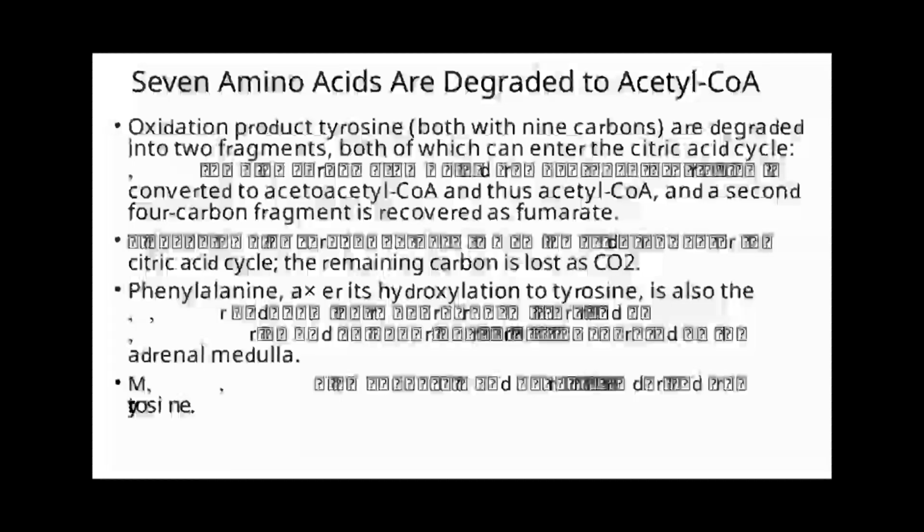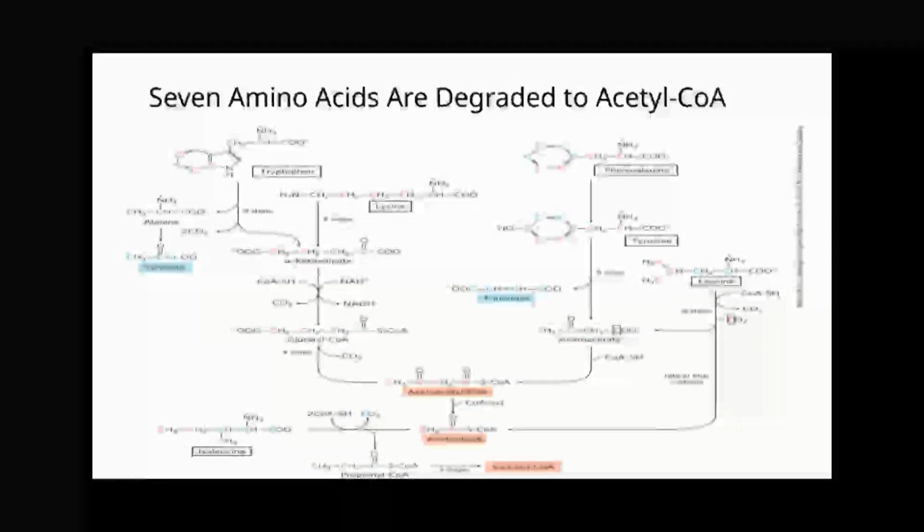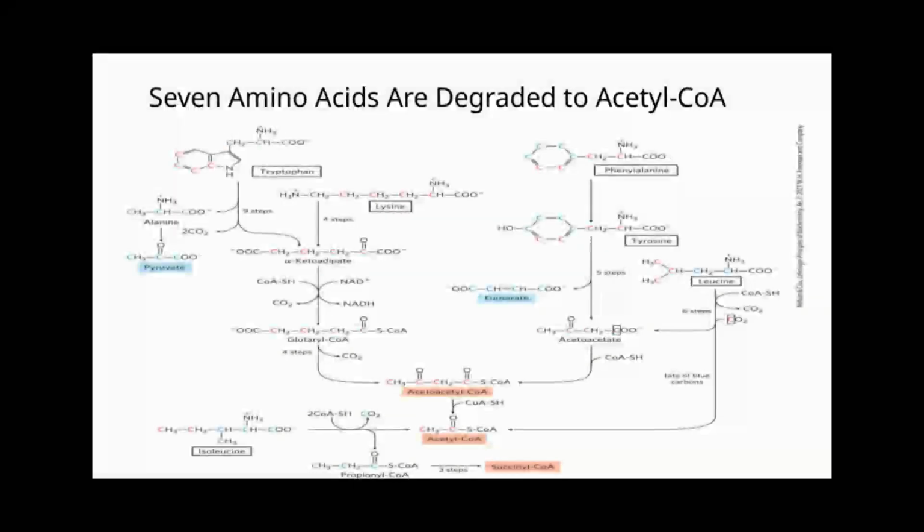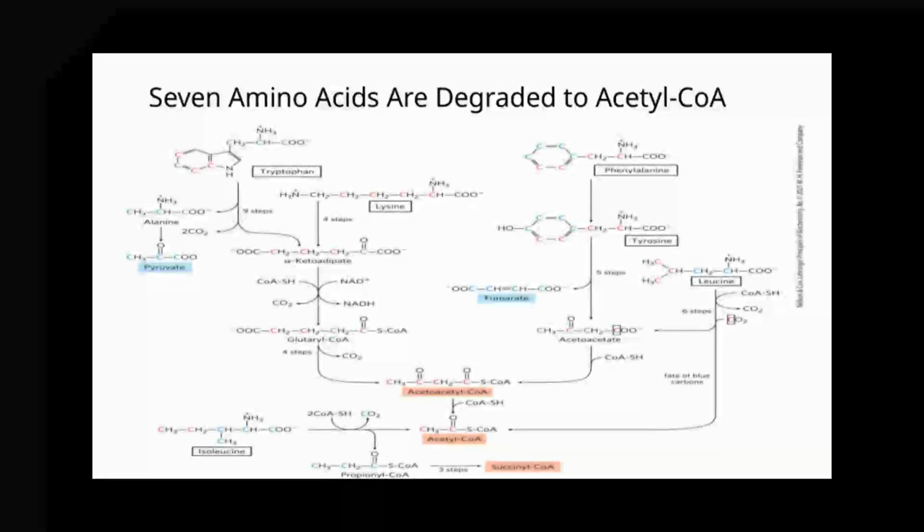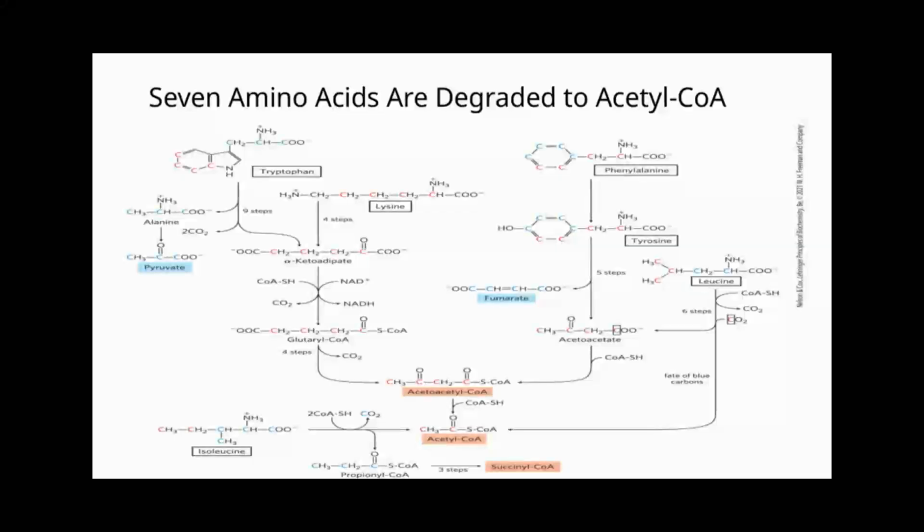Lastly, it's worth mentioning that 7 amino acids are degraded into acetyl-CoA, emphasizing the central role of this molecule in connecting amino acid metabolism to the citric acid cycle and overall energy production. Now, let's take a closer look at how certain amino acids are broken down in the body. Specifically, 7 amino acids are degraded into acetyl-CoA. This is a crucial point because acetyl-CoA plays a central role in energy production, feeding directly into the Krebs cycle.